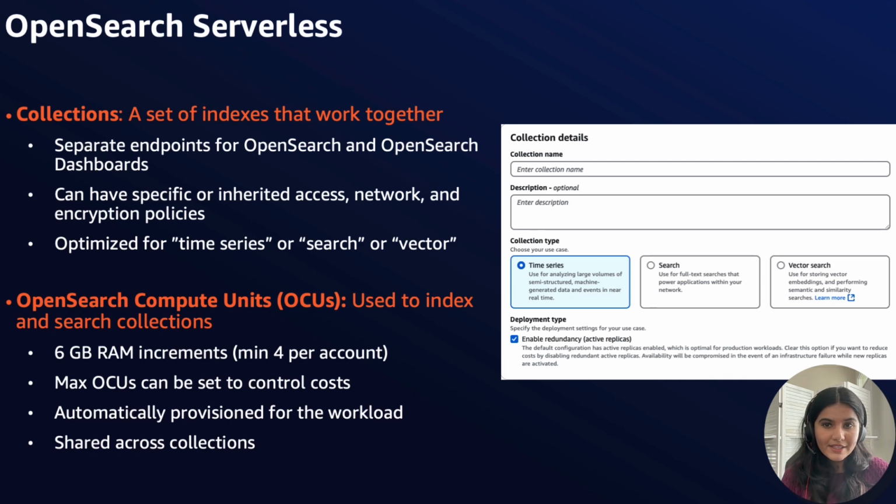Now talking about capacity units, this is a new concept in serverless. Here we have OCUs, which is OpenSearch Compute Unit, similar to what we have as nodes in the OpenSearch service. Each OCU comprises of 6 GB of RAM, 1 vCPU, and 120 GB of disk for storing the data. You also have an option to configure maximum OCUs, which help you to control cost, and these are automatically provisioned and scaled depending upon the workload. By default, we have 4 OCUs, and lastly, these OCUs are shared across collections.